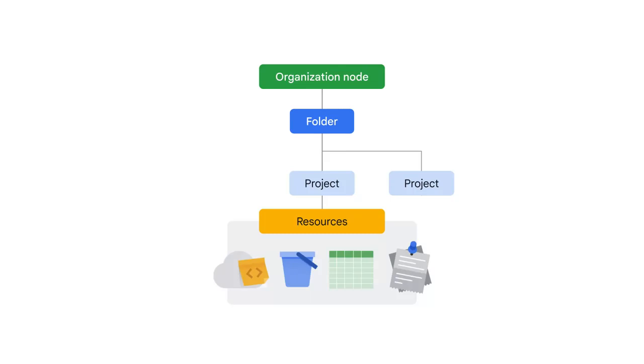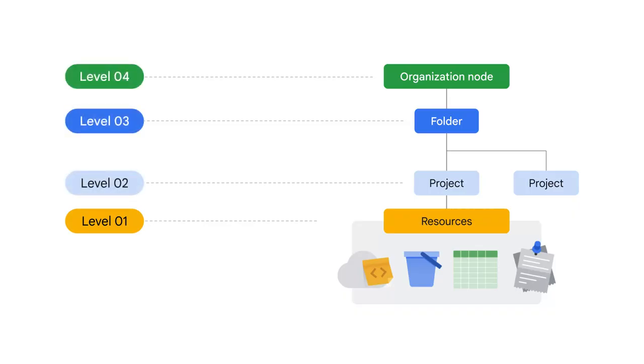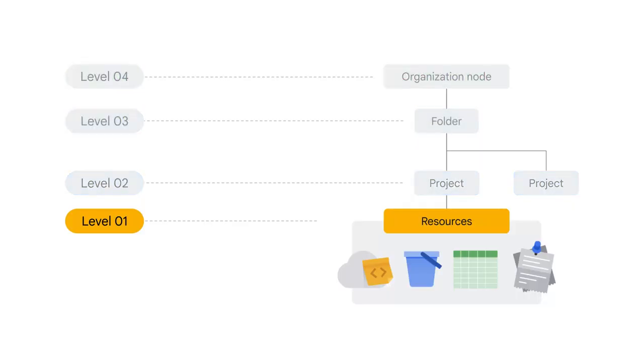In this section of the course, we'll look at the functional structure of Google Cloud. Google Cloud's resource hierarchy contains 4 levels, and starting from the bottom up, they are resources, projects, folders, and an organization node. At the first level are resources. These represent virtual machines, cloud storage buckets, tables in BigQuery, or anything else in Google Cloud.